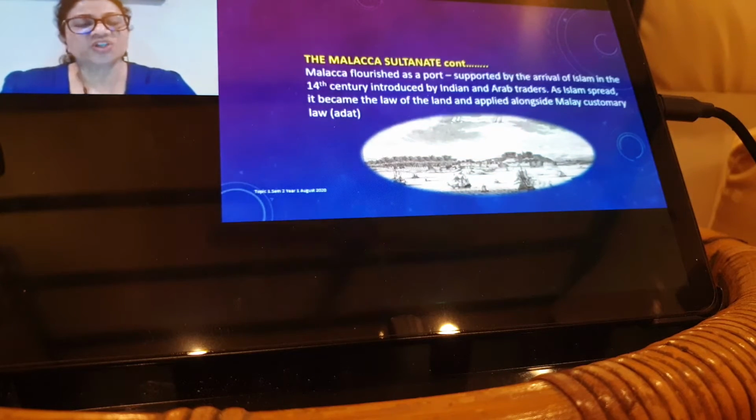So because of the location of Malacca, it flourished as a port. So you find there were a lot of traders from India, from Arab, who came to Malacca to trade. And at the same time, apart from trading, Islam also spread, and it became the law of the land, and it was also applied alongside the Malay customary laws, which is also known as adat.